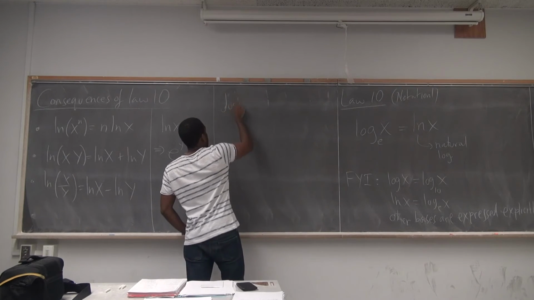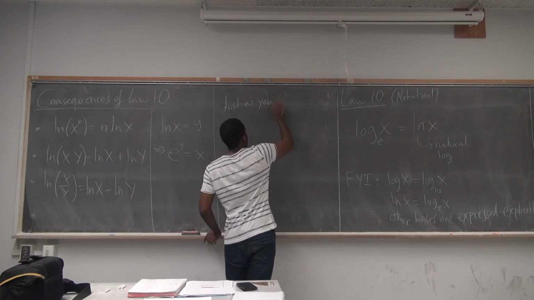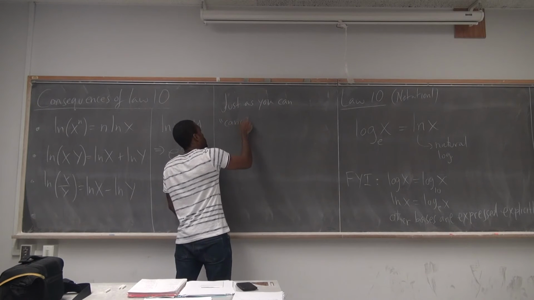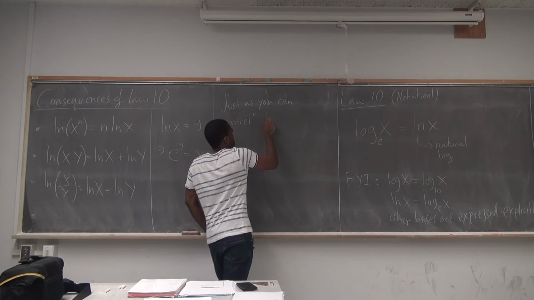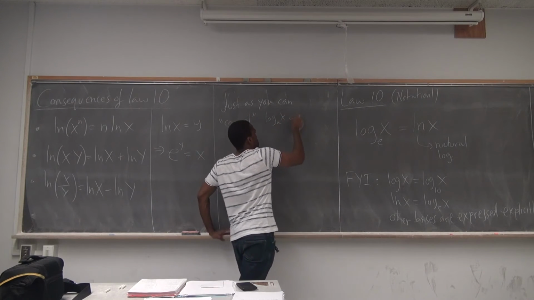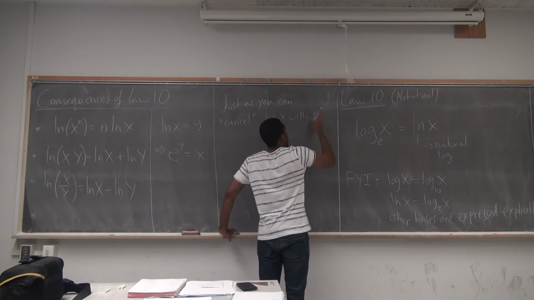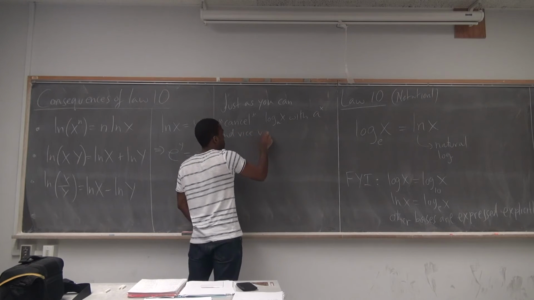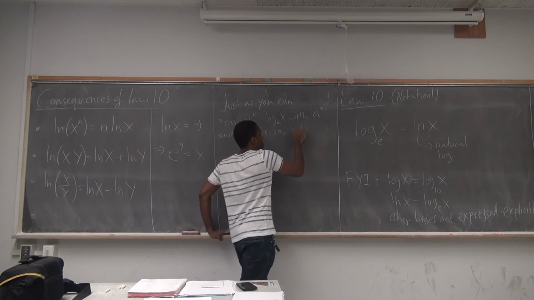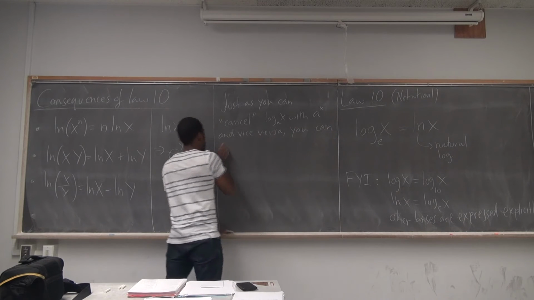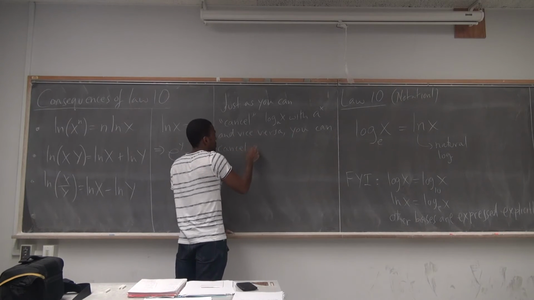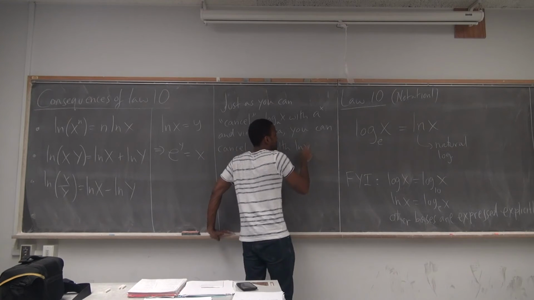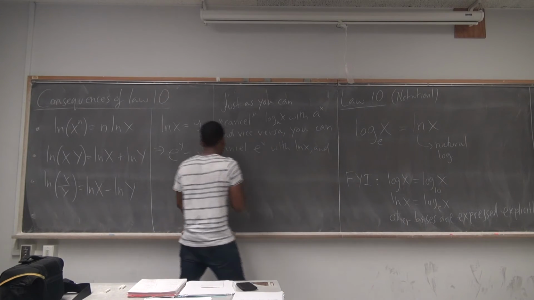And also, just as you can cancel log to the base a with a to the x and vice versa, you can cancel e to the x with ln x and vice versa.